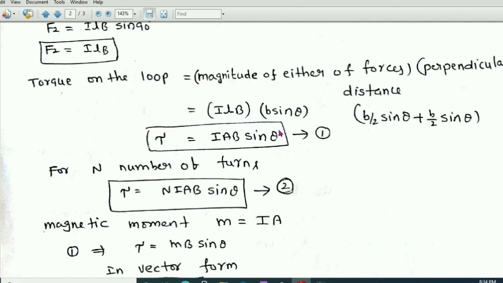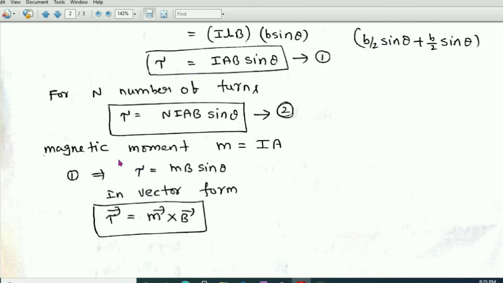Now for n number of turns, if you apply the formula, tau is equal to NIAB sin theta. If it is a coil having n number of turns, the torque acting on that coil is NIAB sin theta, where theta is the angle made by the normal drawn to the plane with the magnetic field.